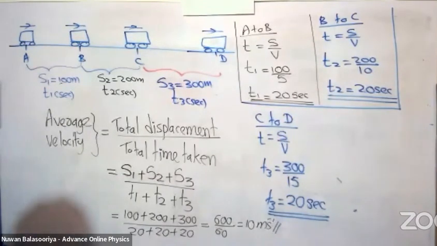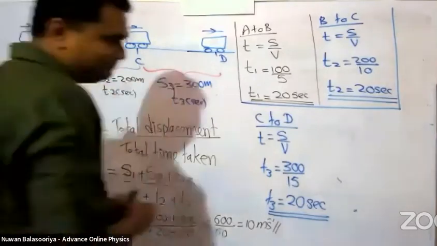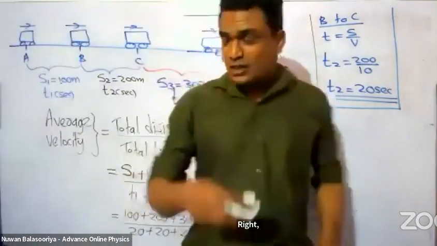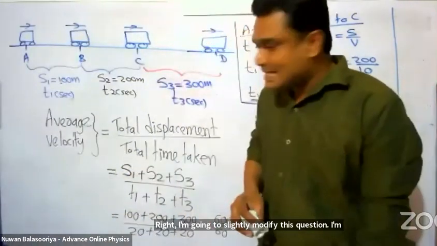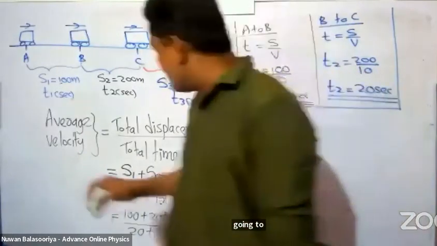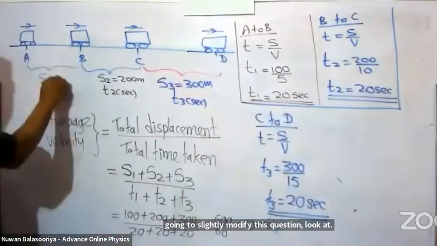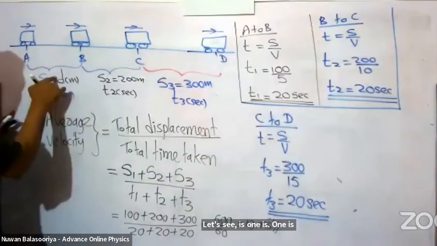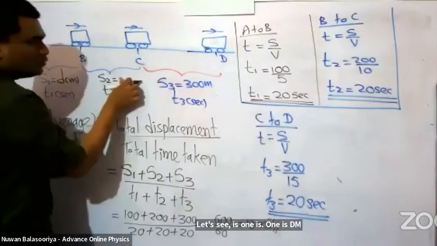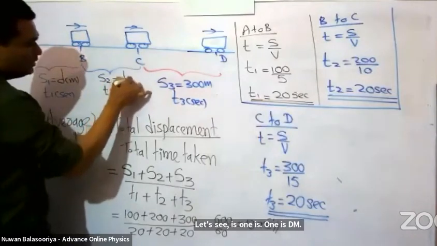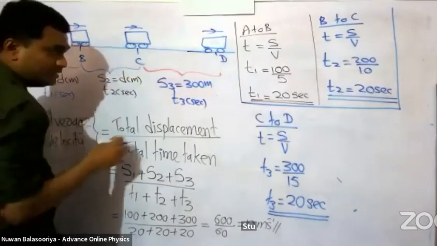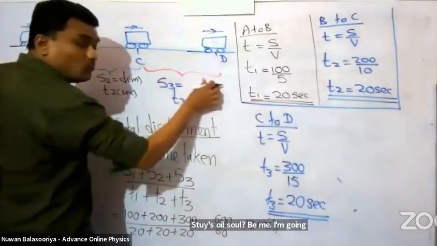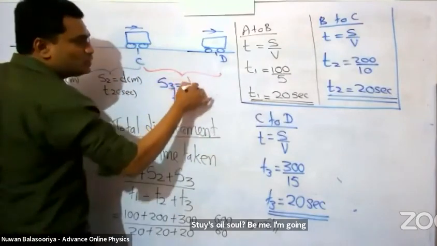Right. I'm going to slightly modify this question. Look at the board. Let's say S1 is D meter. S2 is also D meter. I'm going to do a small change. S3 is also D meter.